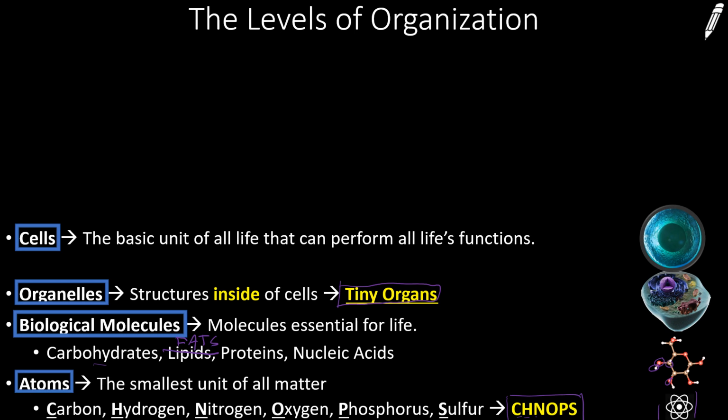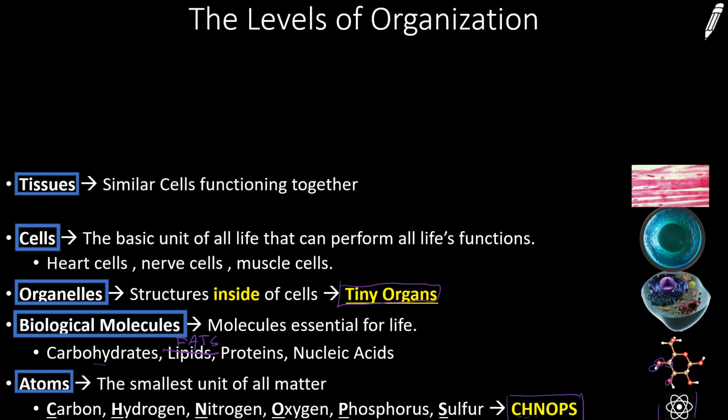Now, if I were to look at your body or someone's body, there's different cell types. So I would have heart cells, nerve cells, muscle cells, and there's actually about 200 different cell types in total, okay? So if I take a group of cells that start to function together, that start working together, that gives us our next level, which are tissues, okay? Tissues are made up of similar cells functioning together.